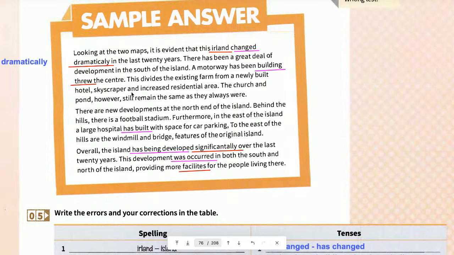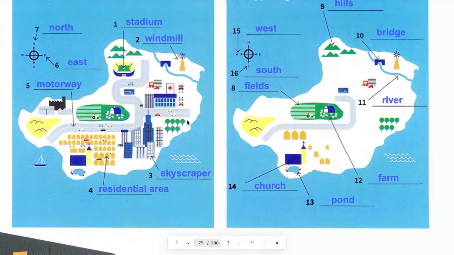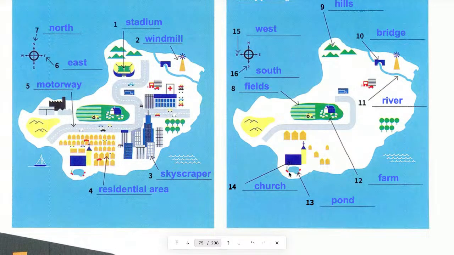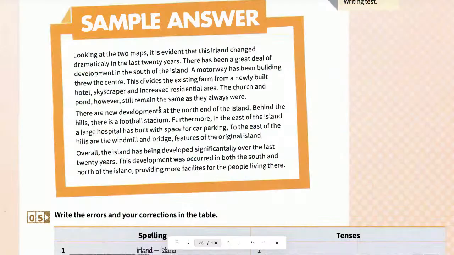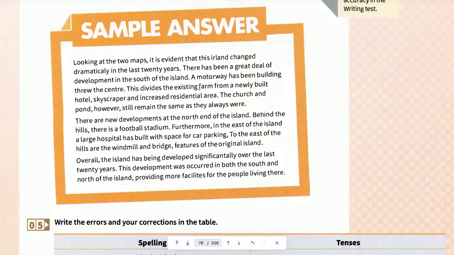The church and pond, however, still remain the same as they always were. Is that correct? We can make a comparison. We can have a look. Church, where is that? Oh, the church here, right here. And the pond. Okay, they used to be there 20 years ago and now they're still there. So that's why they say it like that. It's good, right?